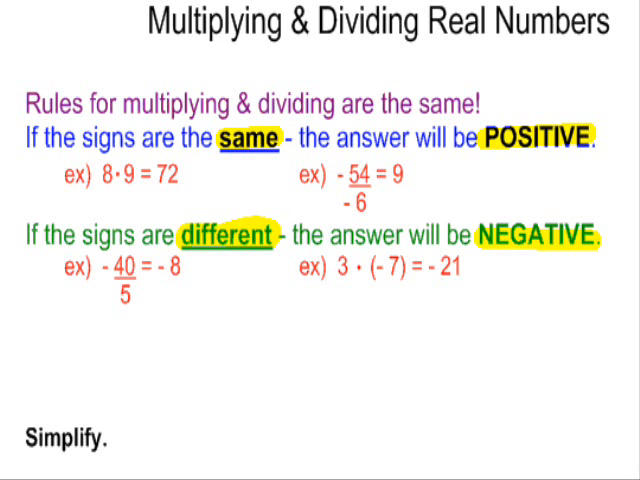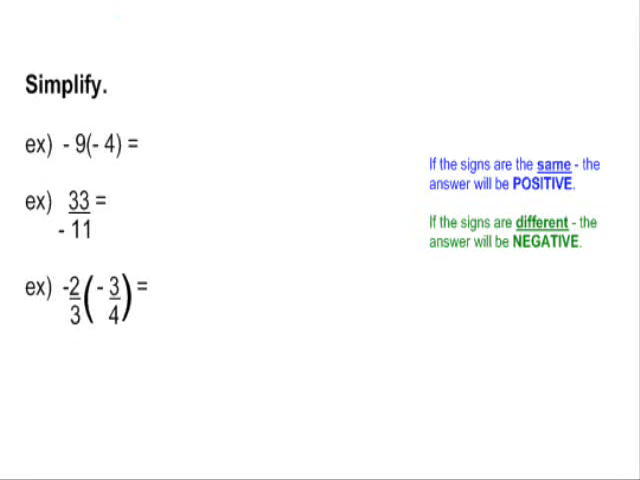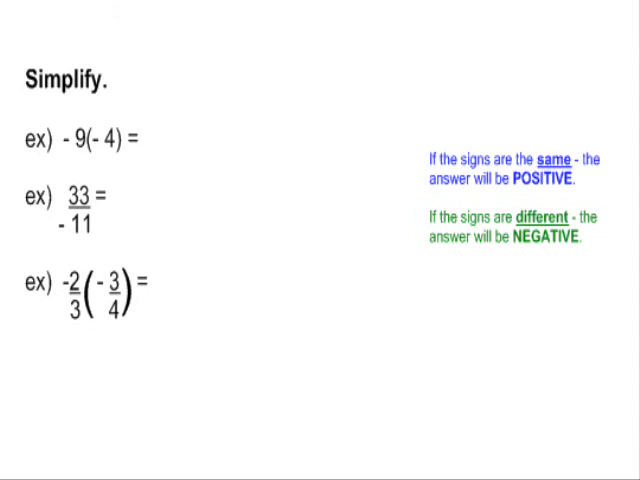So these rules are not like our adding and subtracting rules where we're looking at the larger number and taking its sign. We're going to assign which sign our answer should be based off of whether we have two positives, two negatives, or different, one positive and one negative. Let's take a look at our first three, and let's try and remember these rules here as we do them.